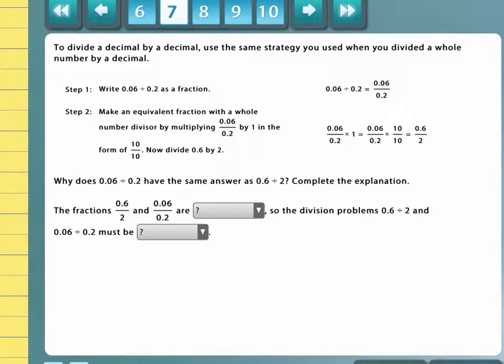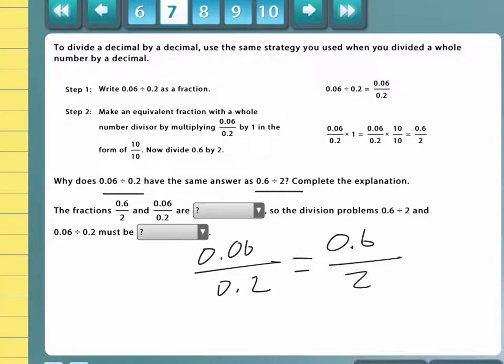So they're asking us, why does 6 hundredths divided by 2 tenths have the same answer as 6 tenths divided by 2? Well, let's just look at equivalent fractions. So here you have 0.06 divided by 0.2, and that's the same as 0.6 divided by 2. And you can tell it's the same because this one is just times 10 and times 10. So you end up with an equivalent problem.